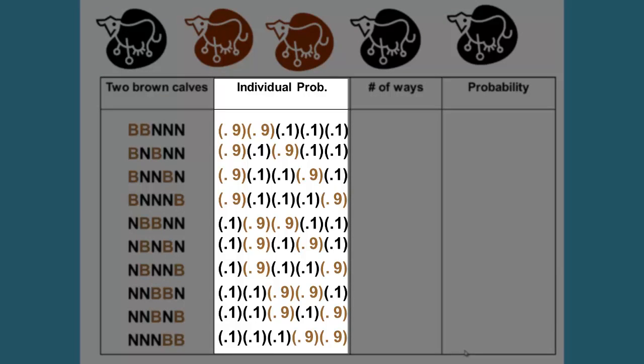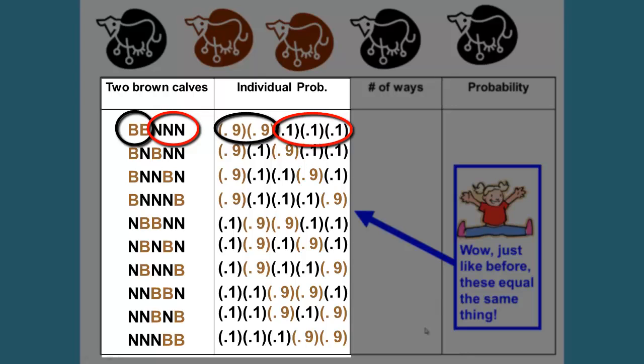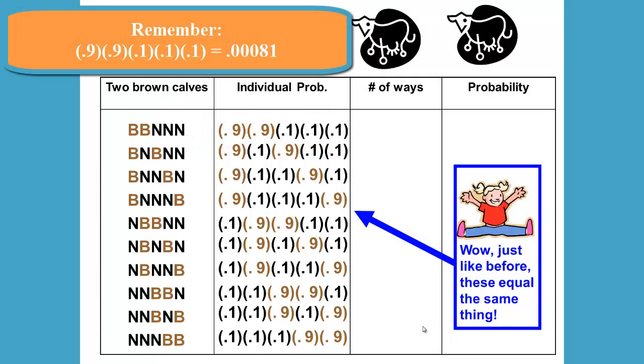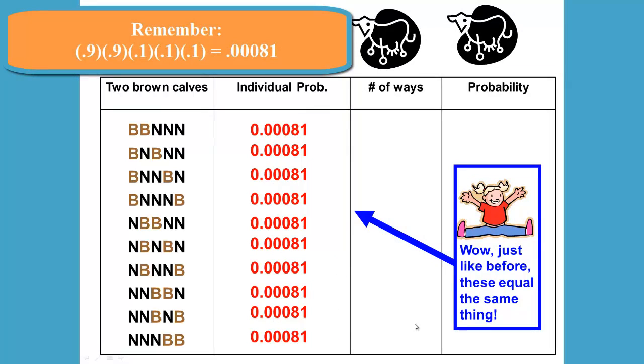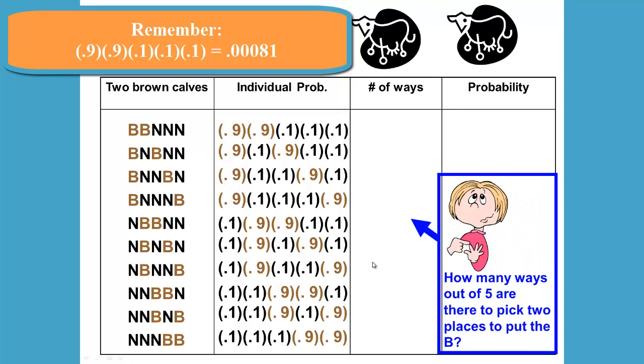Notice in each of those there are 2 0.9s multiplied by 3 0.1s. The order is different in each of those, but guess what? Just as before, these equal the same thing. If we multiplied them out, they would be 0.00081. So all of those are equivalent to the same thing. And again, we have 10 of those.